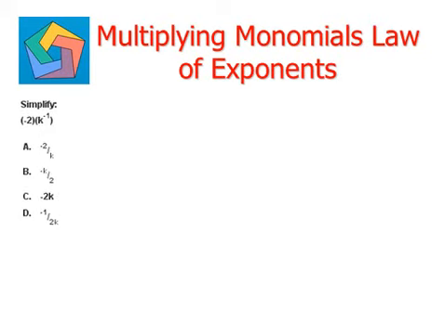Simplify negative 2 k times negative 1. Here we see there is no base which is common, so we write down negative 2. Now this k to the power of negative 1 can be fixed by moving to the denominator, and this becomes positive 1. So this can be written as negative 2 over simply k, which is option A.